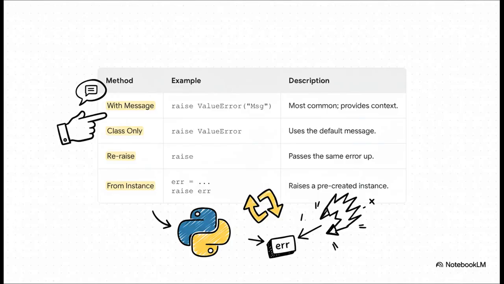Now, what's really interesting here is that Python gives us a few different ways to use raise. The one you'll see all the time is the first one, raising an exception with a specific, helpful message. But you can also just raise the class itself, re-raise an error that you've already caught, or even raise an instance of an error that you created beforehand.